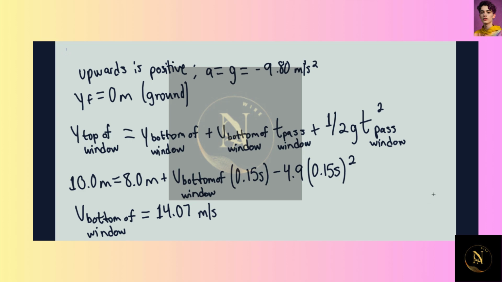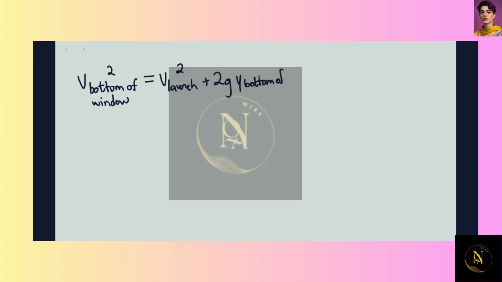Now we can use the velocity at the bottom of the window to find the launch velocity, assuming that the launch velocity was, of course, at 0 meters. So we can say that the velocity at the bottom of the window squared, which would again equal v final squared, would equal v at launch, so v initial squared, plus 2g times delta y, or in this case, y bottom of window.